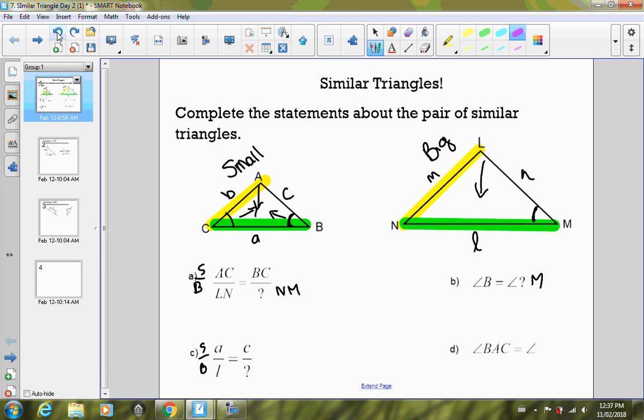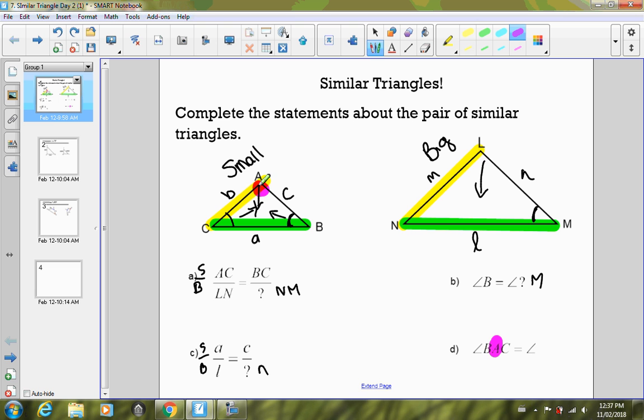So again, just as a reminder, when you have an angle like that, that's actually saying angle A. So I'm going to just draw a little piece there. Okay, so that's my small triangle.